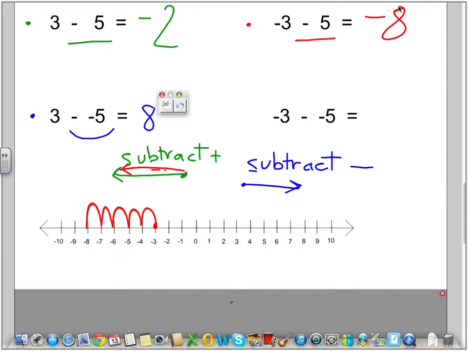Starting to get perhaps a little confusing. And then for my final one, I'm going to do in black, I'm subtracting negative 5 this time. Subtracting negative means to go this direction. And I'm going to start at negative 3. So I'm going to start at negative 3 and then 1, 2, 3, 4, 5. And I get 2. Okay, now you may say that's a lot to remember and that's hard to remember. So I'm going to try and simplify it for you in the next step here.